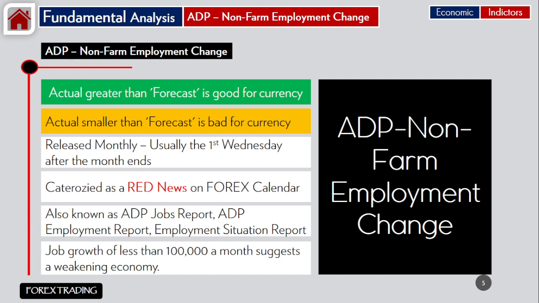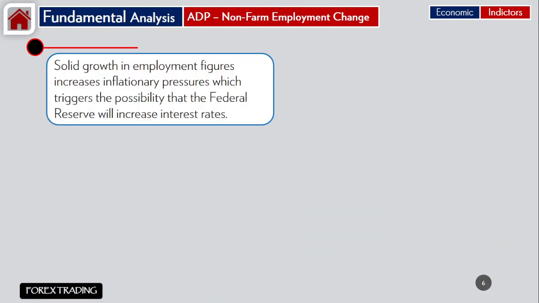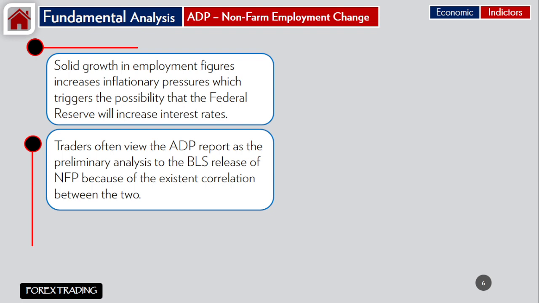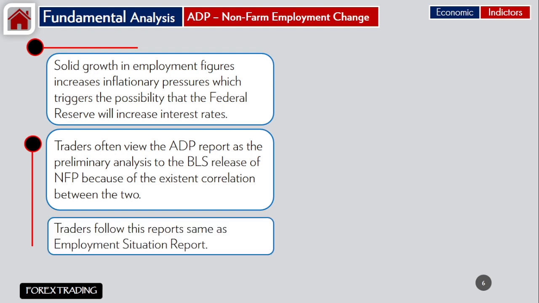So some facts about ADP non-farm employment change. Solid growth in employment figures increases inflationary pressure, which raises the possibility that the Federal Reserve will increase interest rates. So it has a direct link with interest rates, and the Federal Reserve is closely looking at this data. Traders often view the ADP report as the preliminary analysis to the BLS release of NFP because of the existing correlation between the two.